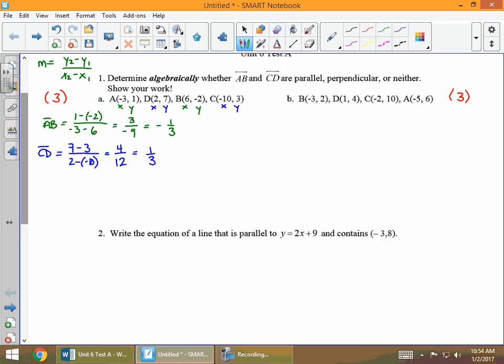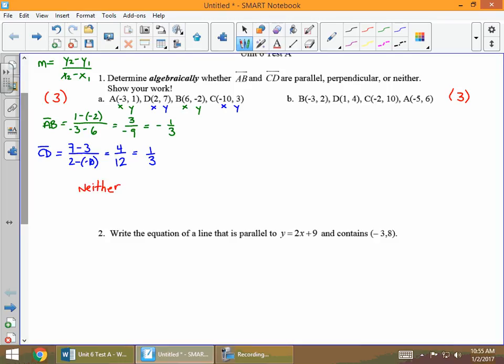Now, determine algebraically whether they are parallel. Parallel means they have to have the exact same slope. So AB has a slope of -1/3, CD has the slope of +1/3. So they are not the same. It's not parallel. For perpendicular, they have to be opposite reciprocals. They are opposites, -1/3 and +1/3, but they are not reciprocals. Reciprocal would mean one of them would have to be 3/1. So these two are neither.